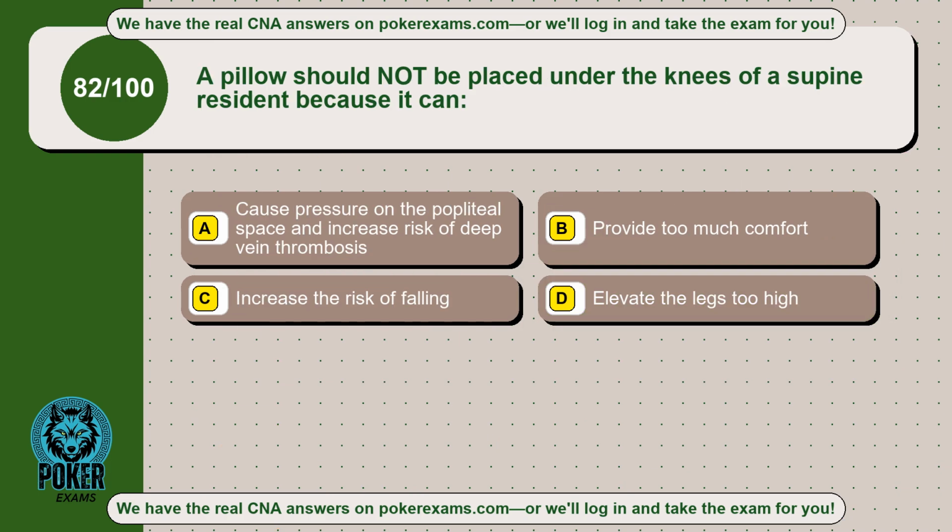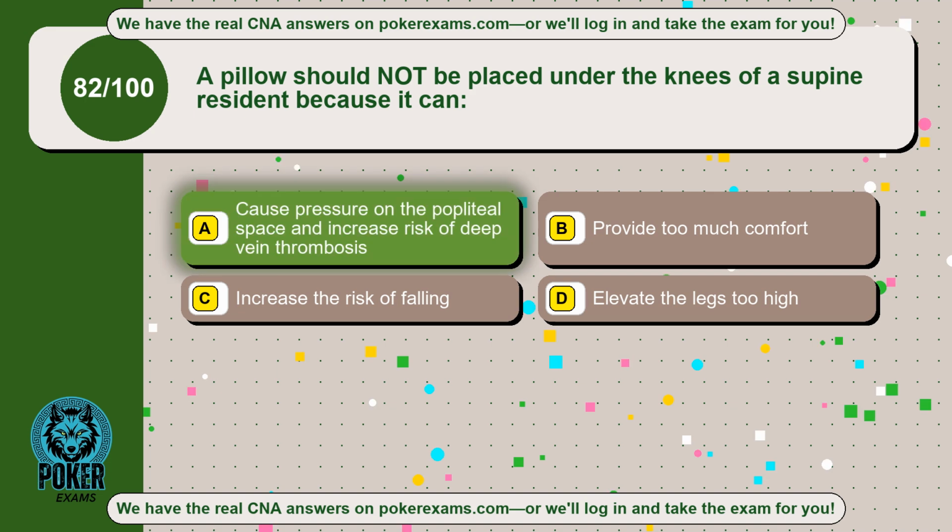Question 82. A pillow should not be placed under the knees of a supine resident because it can: Option A, cause pressure on the popliteal space and increase risk of deep vein thrombosis. Option B, provide too much comfort. Option C, increase the risk of falling. Option D, elevate the legs too high.